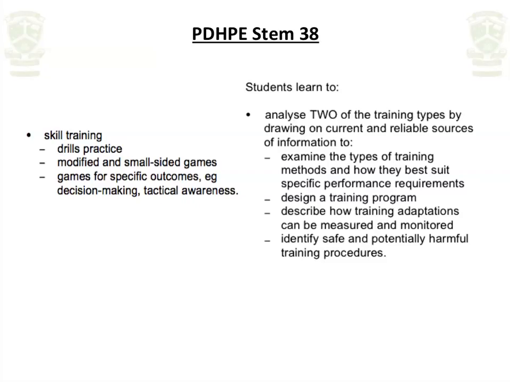Welcome to Stem 38, which is the last dot point of the first focus question of your new option of improving performance. The type of training we're looking at to improve an athlete's performance here is skill training. We look at three different aspects: drills practice, modified and small-sided games, and games for specific outcomes, which are, particularly the last two, interrelated. So you can have examples that will be pretty similar for those.